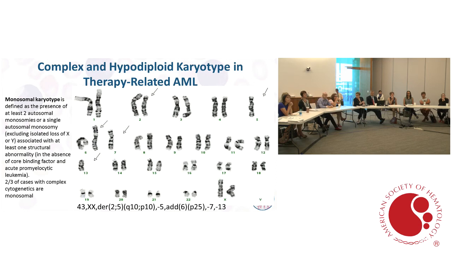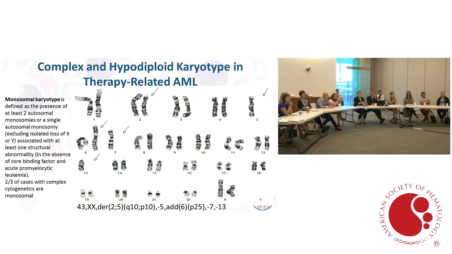The inversion 3, the inversion translocation 3, is also accompanied in many cases by the loss of chromosome 7. They tend to travel together, and that's a very bad combo. And abnormalities involving chromosome 5 as well are not very good.